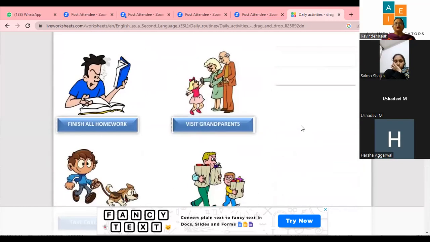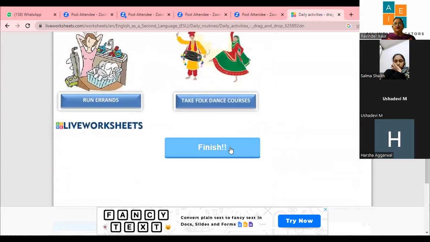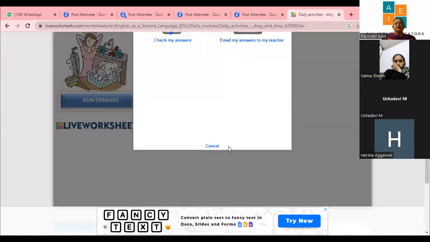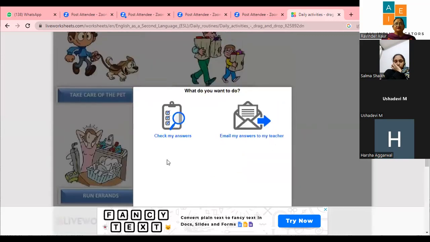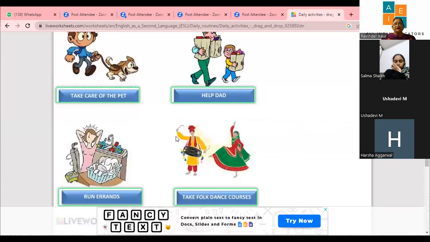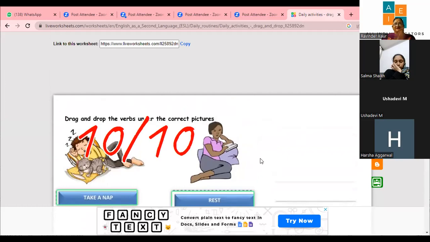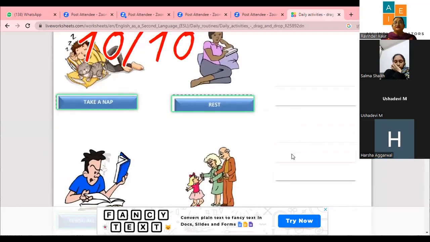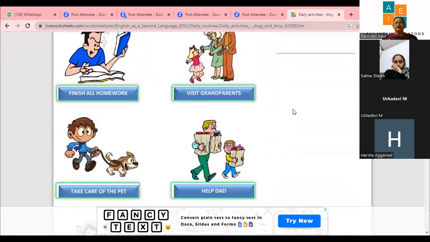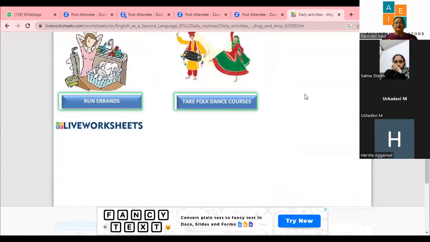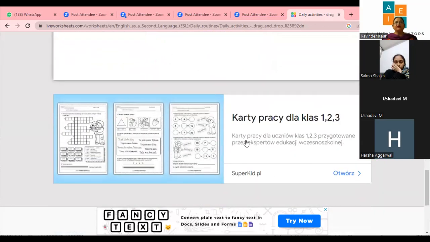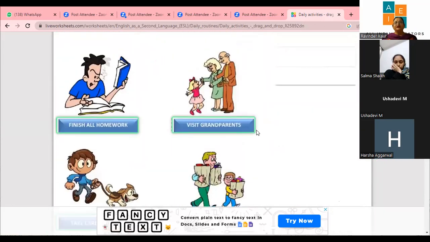So we have finished all these. Now we click on finish. Now let's see what it says. Click check my answers. Let's see what it is going to tell us. 10 upon 10. Clap for yourself. Everybody has done very well. So this is how we can use it in our classes. We normally have whiteboards, Google, smartboard in our classes. So we can occupy our children's attention and teach them grammar also in an interesting manner.